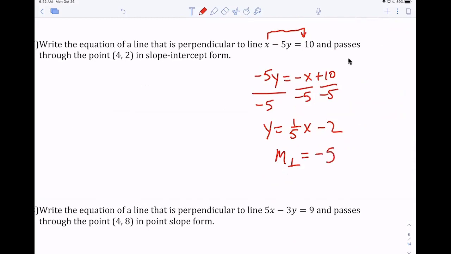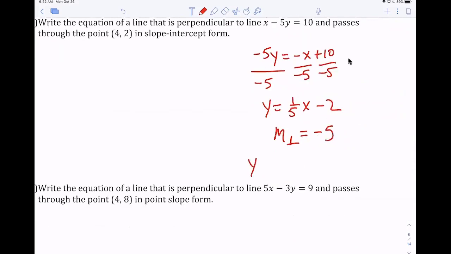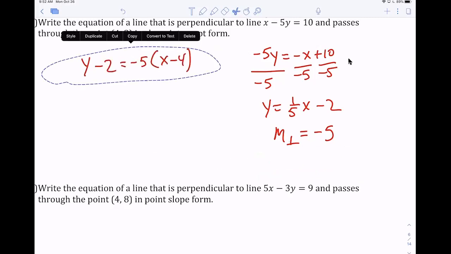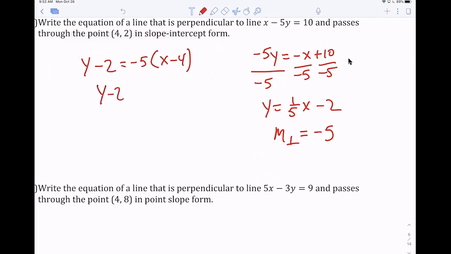-5. So the equation would be y minus 2 equals -5 times x minus 4. Is that the equation I want? No. So I'm going to distribute: y minus 2 equals -5x plus 20. Add 2. y equals -5x plus 22. Great. What happened to the 1/5? I used it to find the slope of the perpendicular. Is that a better answer?